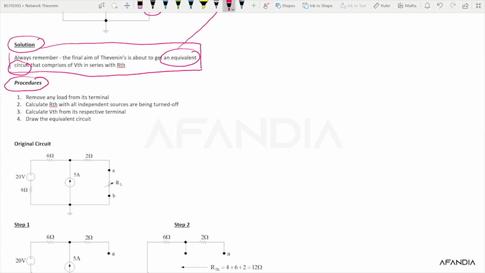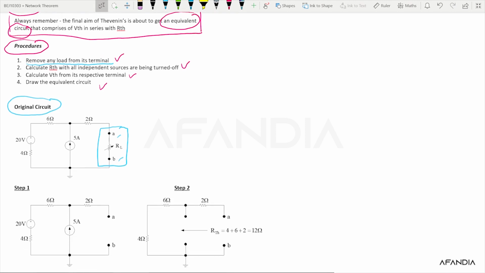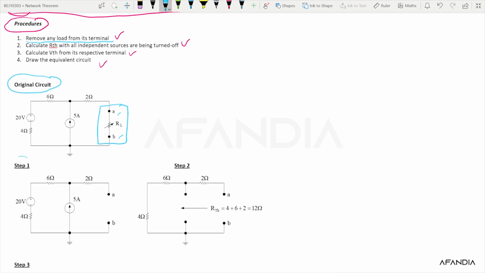So let's continue with our procedures. We actually have 4 procedures: 1, 2, 3, and 4. The first one, we need to remove any load from its terminal. This is our original circuit. This is our terminal A as well as B. Step 1, we need to remove. So we already removed our RL. So no more RL here. This is our first step.